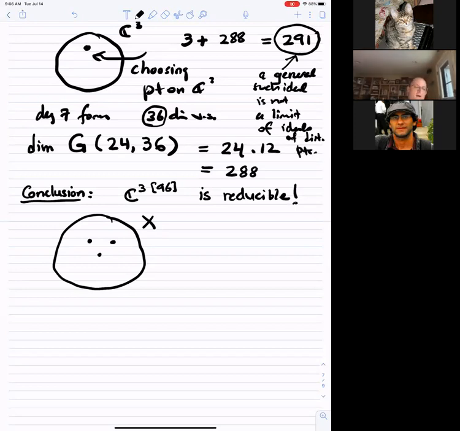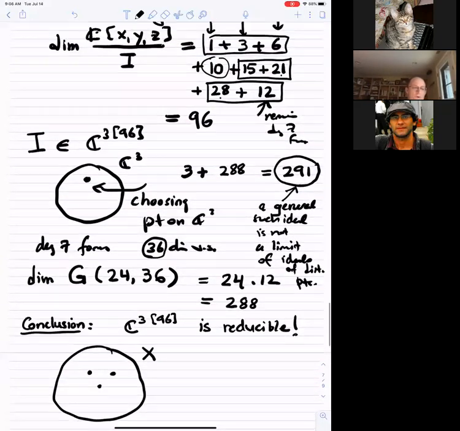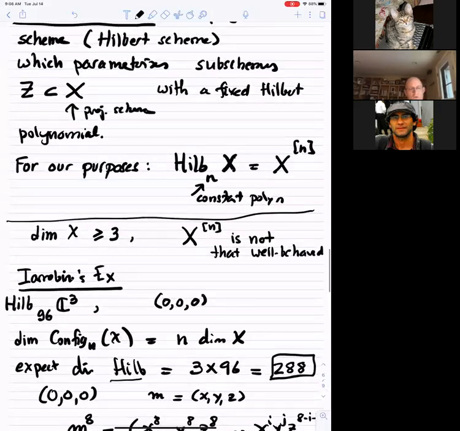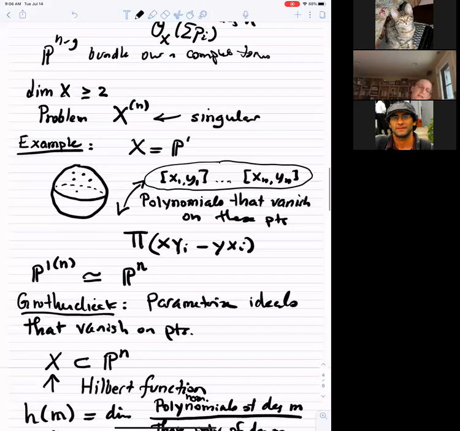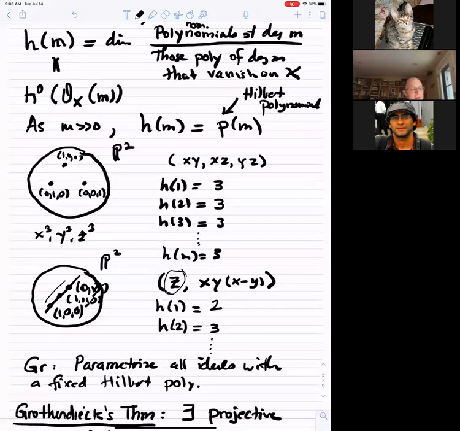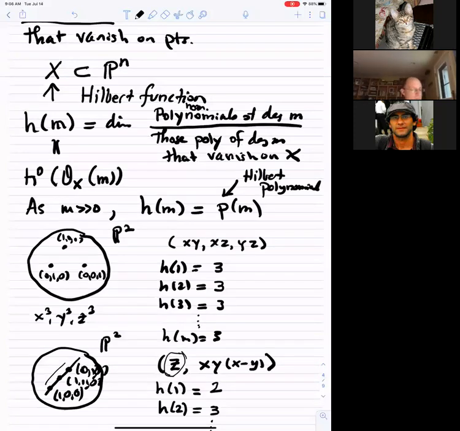All right, so to make a long story short, let's go back to what we were doing. We started out by saying that we wanted to compactify the configuration space. The symmetric product was one compactification. In the case of curves, it was beautiful. In the case of surfaces and higher, it was singular. Grothendieck had the idea that maybe we should instead compactify the space of ideals. I should have said that the Hilbert scheme in the case of curves agrees with the symmetric product, right?